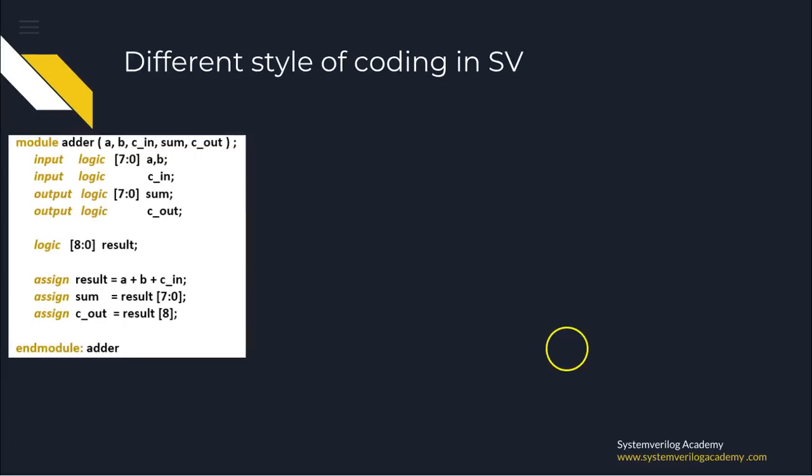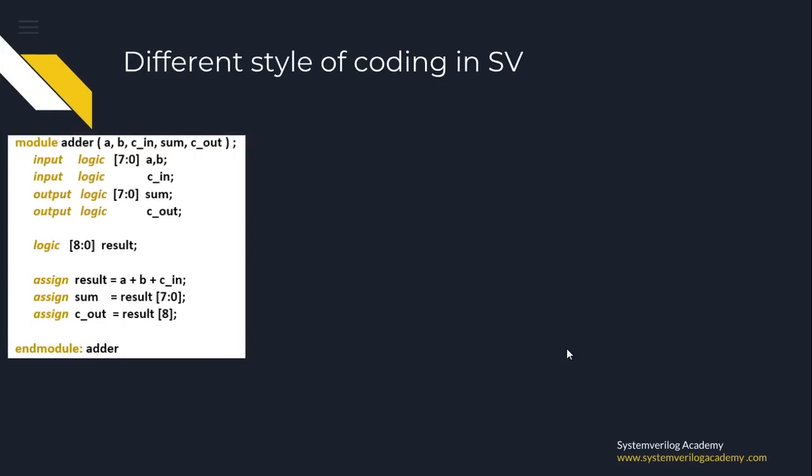Different styles of coding in SystemVerilog. Before winding up this session, just understand that the same program can be written in different styles in SV. Here is the program you have seen in the previous session. In that, the ports were listed in the first statement, and their directions in the following statements.